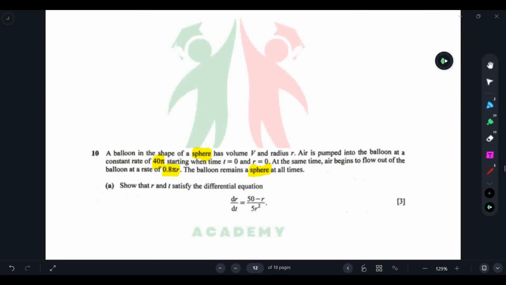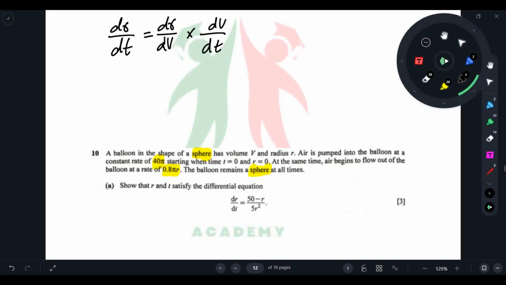Now we need to find out dr by dt, and we can see the third variable which is involved here is dV. So this must be dr by dt like this, and here we should have dV, and here we must have dV.